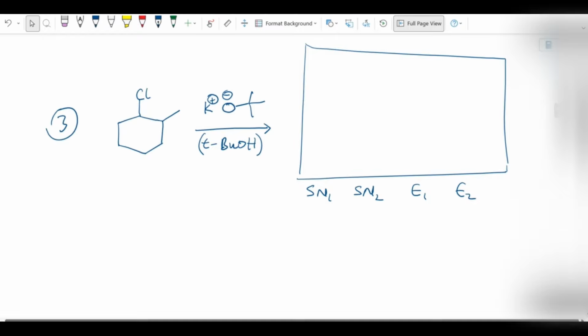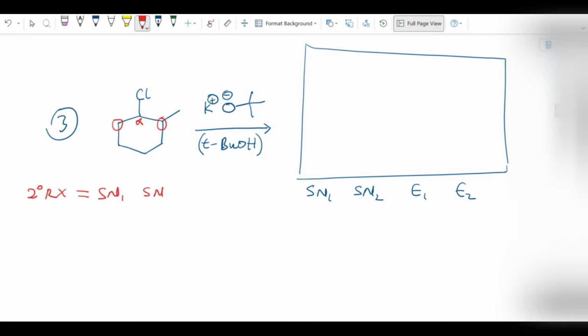This question asks us to also predict the product of the reaction, determine the mechanism, and eventually draw the mechanism. To determine the mechanism, we need to consider what kind of alkyl halide we have. The alpha carbon, that is the carbon connected to the leaving group, Cl in this case, has two other carbons directly attached to it. Therefore, our alkyl halide is a secondary alkyl halide. And a secondary alkyl halide can do all the mechanisms: SN1, SN2, E1, and E2.